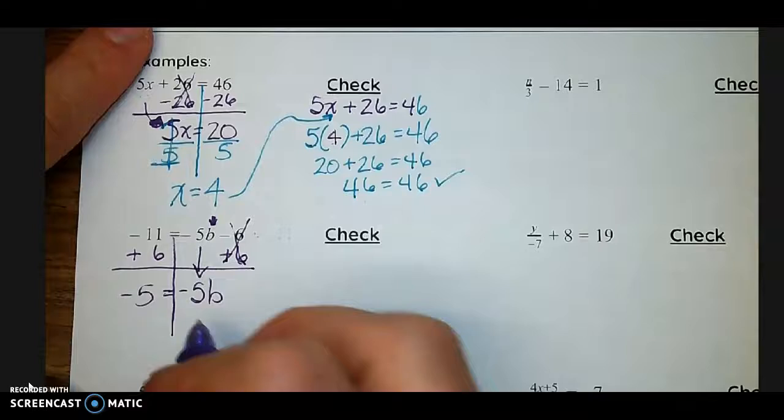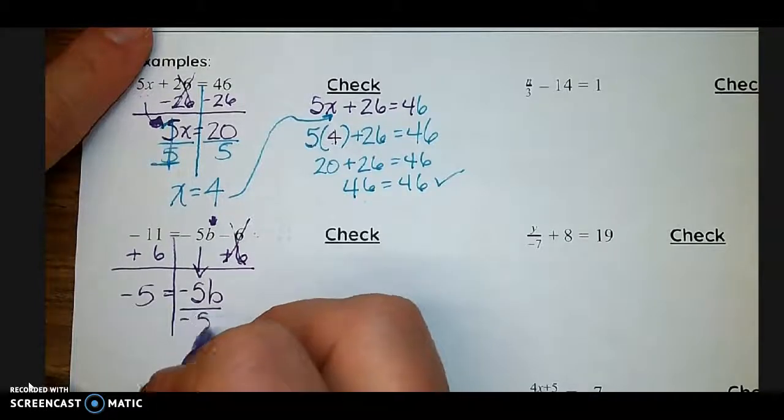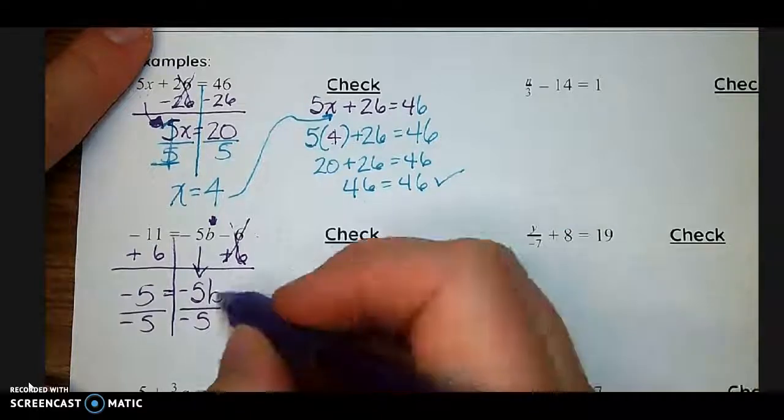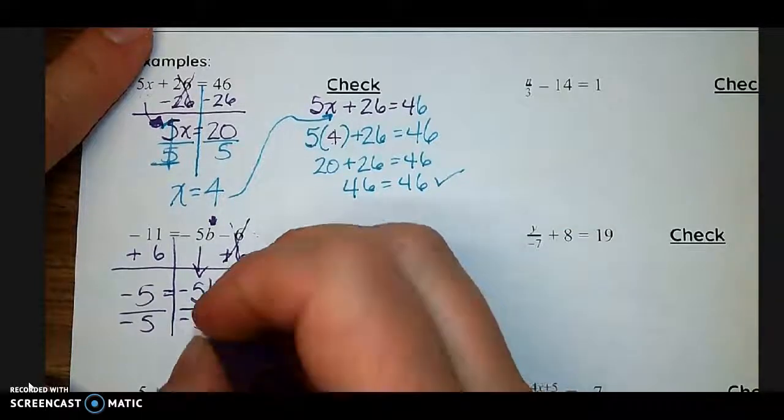The last thing I need to do then is divide by negative 5. Negative 5 divided by negative 5 is positive 1.